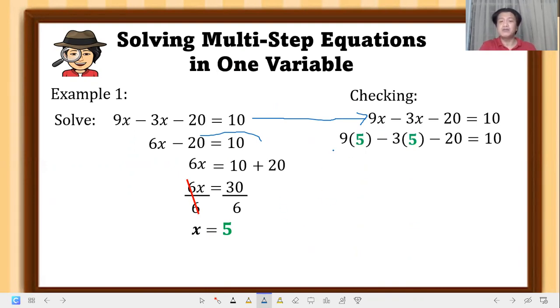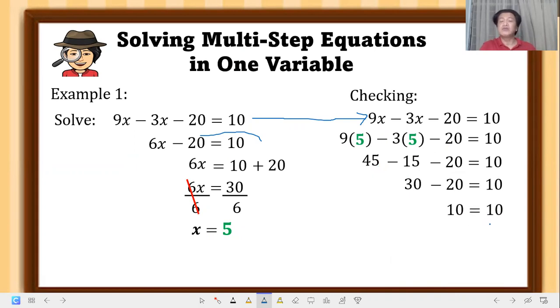Tapos, i-simplify mo to. What is 9 times 5? That is 45. What is 3 times 5? Since minus yan, that will become minus 15. And bring down mo lang yung negative 20 is equal to 10. Then you're going to combine 45 minus 15. That is 30. Bring down mo yung minus 20 is equal to 10. Tsaka simplify to: 30 minus 20, that is equal to 10.